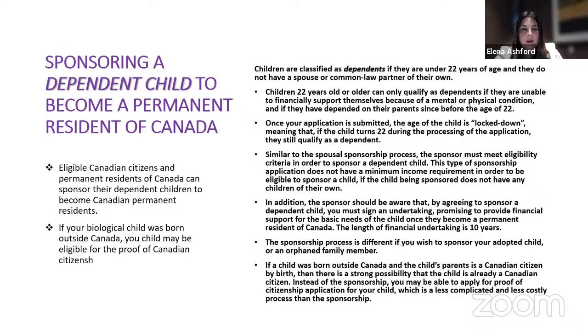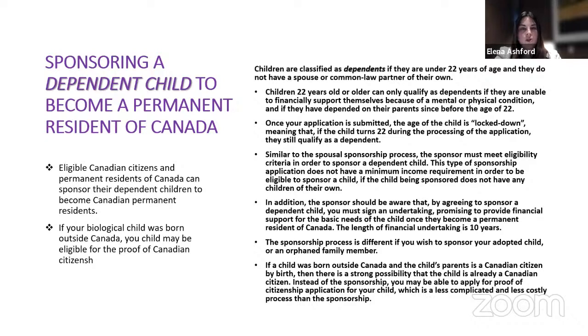And as I stated in the slide, children 22 years or older can only qualify as dependents if they are unable to financially support themselves. So if there is a child who is over 22 years old and they have a mental disability or physical condition that has been medically established, so there is documentation to prove that, you can still apply to sponsor them. And our office has been working on this type of application. Because in this situation, yes, the child is over 22 years old, but they are fully dependent financially on their parent, although they're above the general age of sponsorship eligibility.